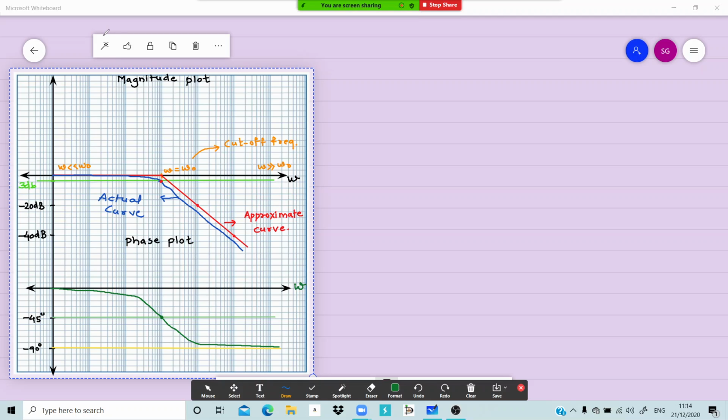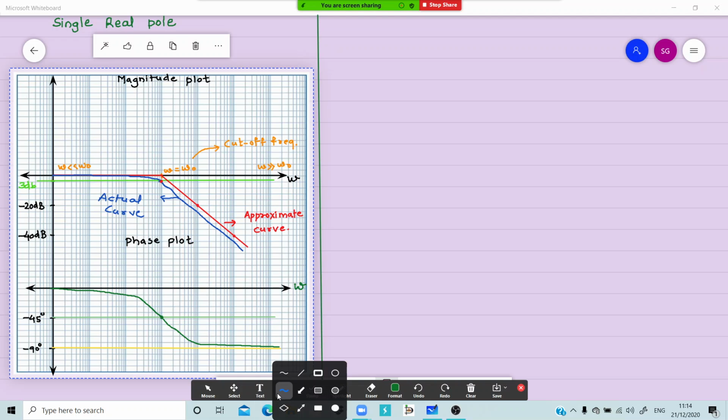So I'll write what we did. This Bode plot is for single pole, single real pole. Okay, now if we'll have double, no, now let's go for single real 0. Yeah, so I'll write now single real 0.